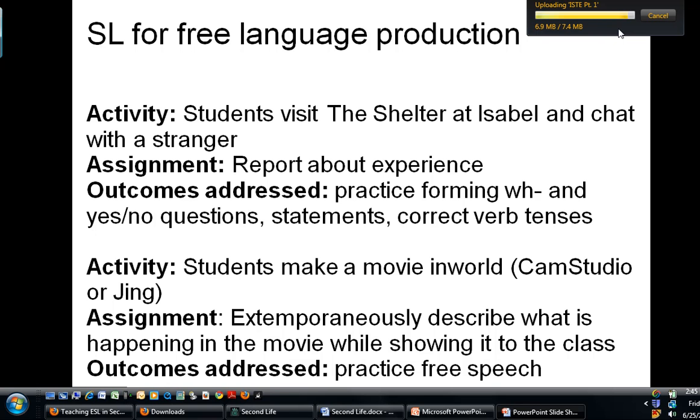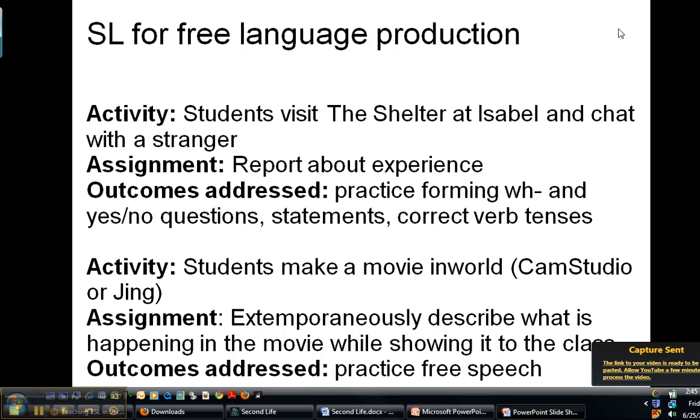This is a little less structured because they just go in and find someone to chat with, and it addresses outcomes where the students are practicing the grammar that we're learning. For example, in a low-level class, they might be practicing forming information questions. How are you? How long have you been in Second Life, and so on, or yes/no questions, or statements, or even using verb tenses. What are you doing right now, for example?